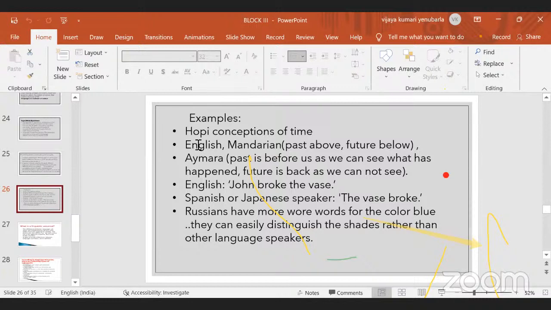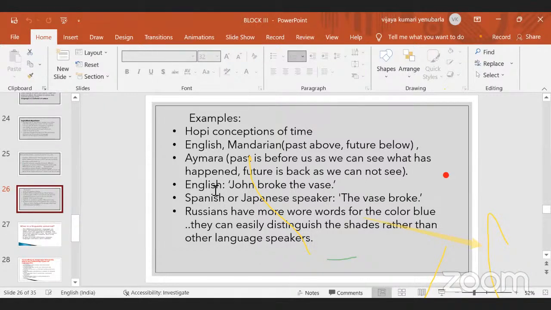So examples are just like we have discussed. And one more thing is given here. For example, it is based on the importance also, idea. Okay. For example, a vase is broken. And how does an English person address it? He says, John broke the vase. If you say John broke the vase, who is at fault? Who is at guilt? John.